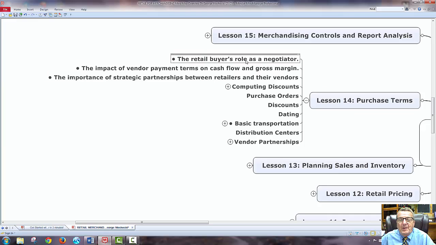Retail buyer's role is a negotiator. You're trying to get the best price. If you're a larger company, they have what they call procurement individuals. That's their whole job, is to negotiate the best price.